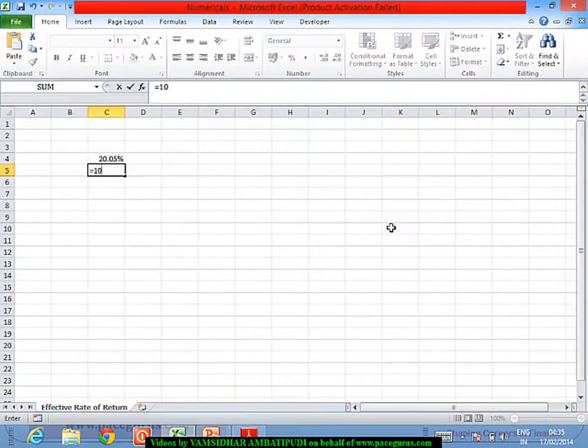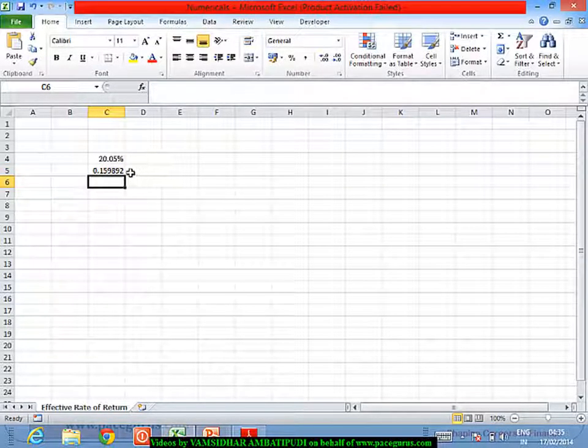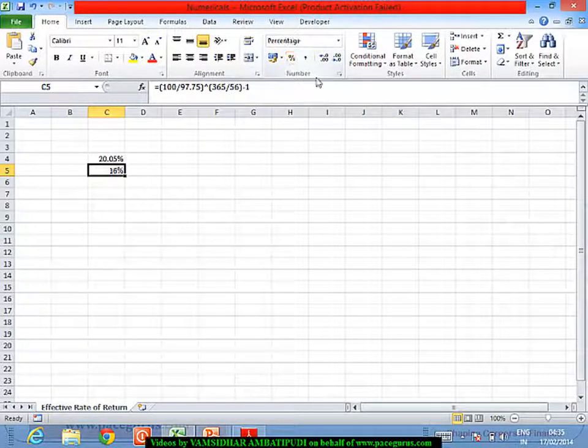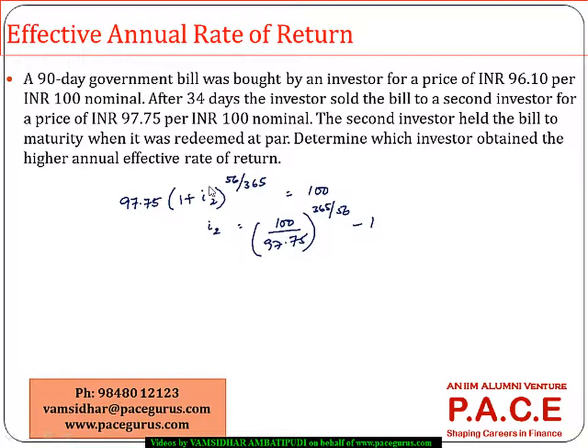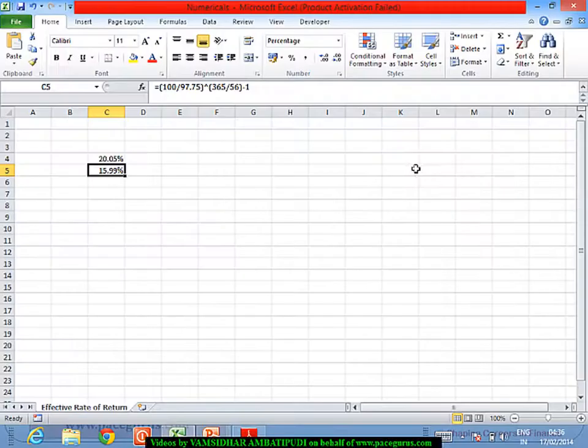So this comes out to 100 divided by 97.75. This is for that holding period, but if I want it annualized, I will do it as 365 by 56, minus 1. So this is working out only to around 16%. So the second investor is getting only 15.99% annualized, whereas the first person is getting 20.05%. So obviously our answer will go for the first investor, who is getting around 20% profit out of the investment.